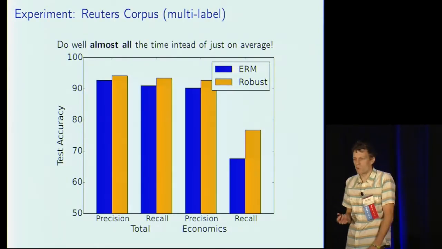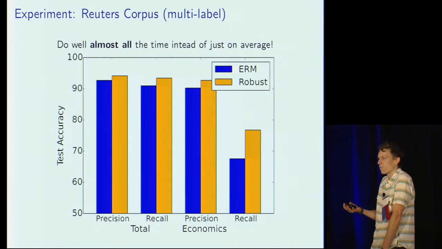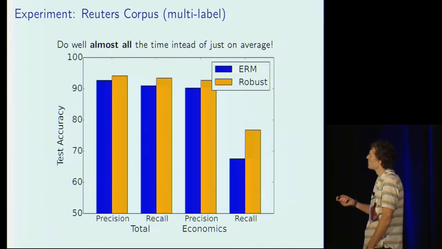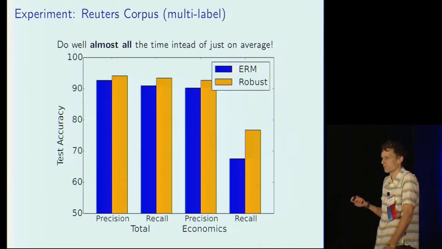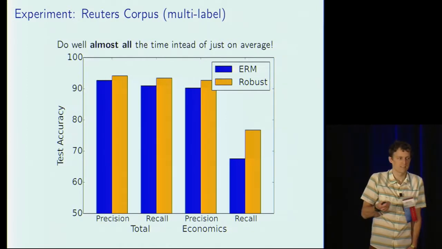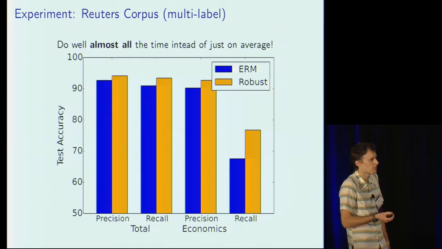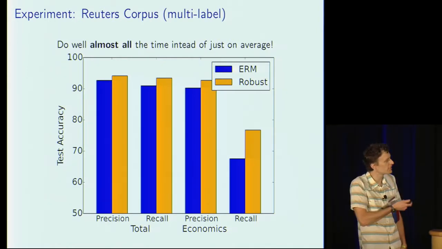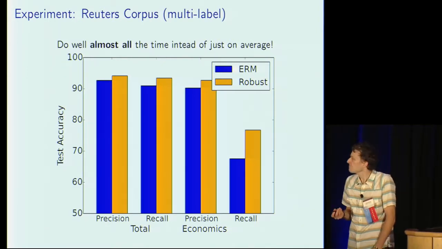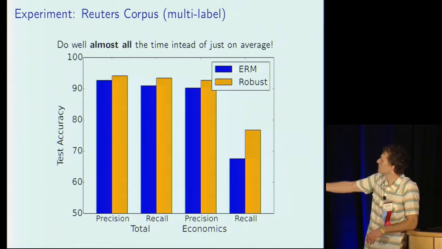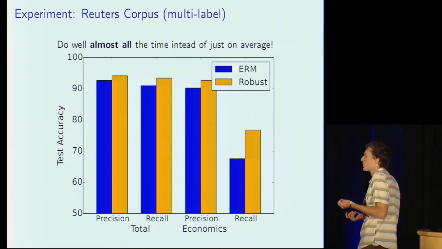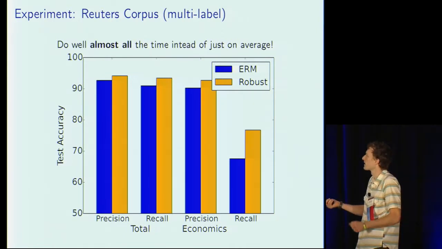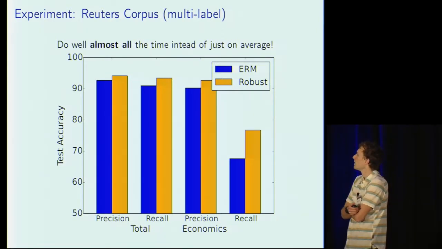Essentially what we're trying to do, and this is what you would really want in a system you're releasing to the world, is to do well almost all the time instead of just on average. It's not average performance I care about. Perhaps it's that I always do well rather than on average. And what you see here is we're actually getting that. On frequent categories, we don't change our performance too much. But on infrequent things like economics, we're drastically improving our performance.